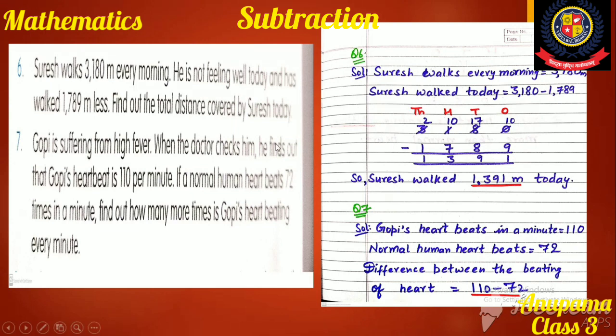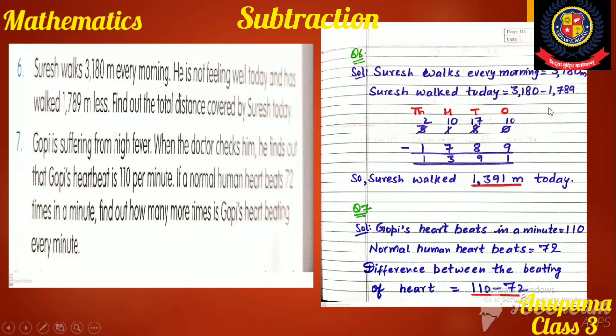Now question 6 is: Suresh walks 3180 meters every morning. He is not feeling well today and has walked 1789 meters less. Find out the total distance covered by Suresh today. So firstly we will write down the information given. Suresh walks every morning 3180 meters. Suresh walked today 3180 minus 1789. Okay, so we will do subtraction.